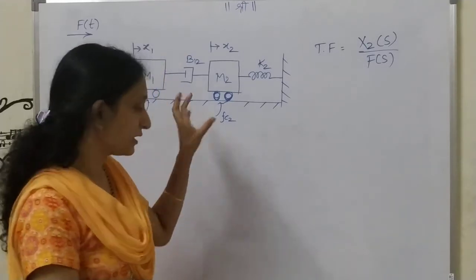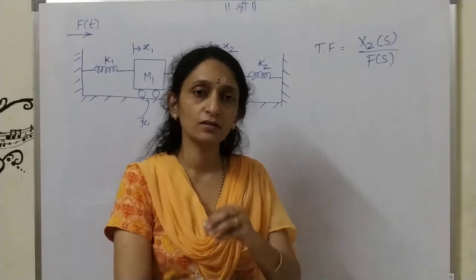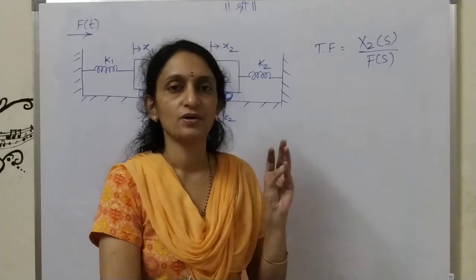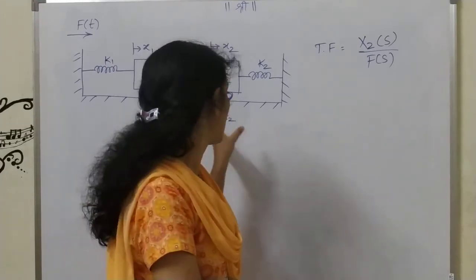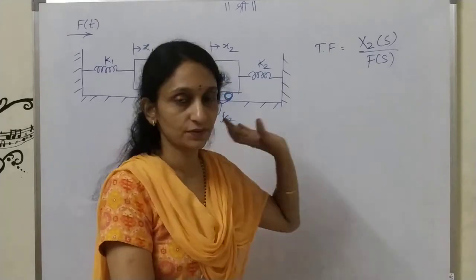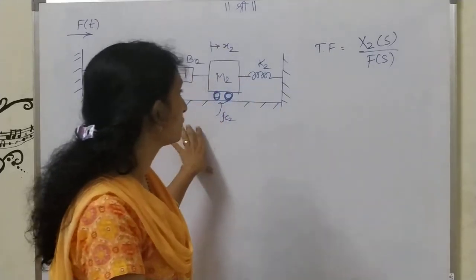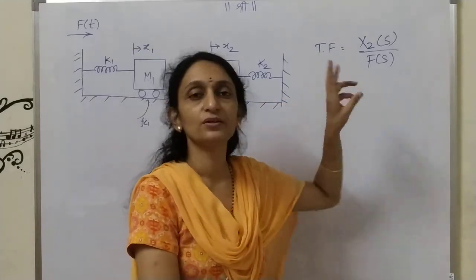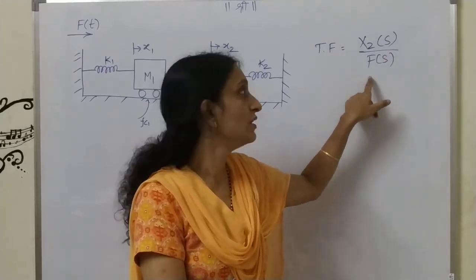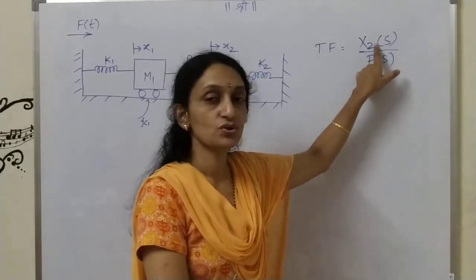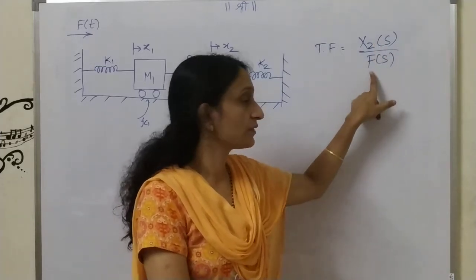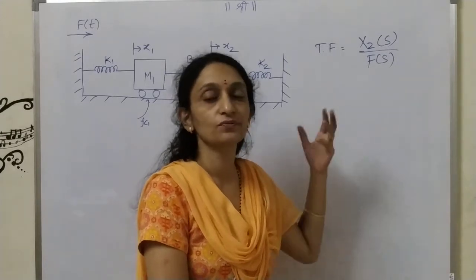Now in this numerical, in the exam it can be asked to draw the free body diagram, or second, to write the differential equation, or third, to find the transfer function. In the last video we have seen how to get the transfer function. There are two choices. Suppose it is directly asked to find X2 of s upon F of s, you need to obtain the equation for X2. Suppose it is asked to obtain the transfer function X1 of s upon F of s, you will obtain the equation for X1 of s.